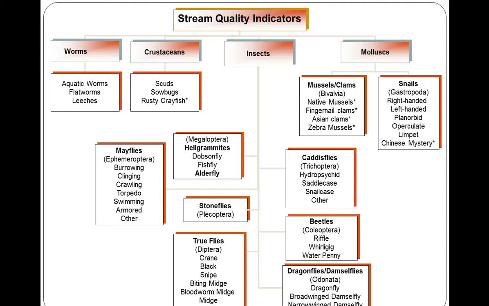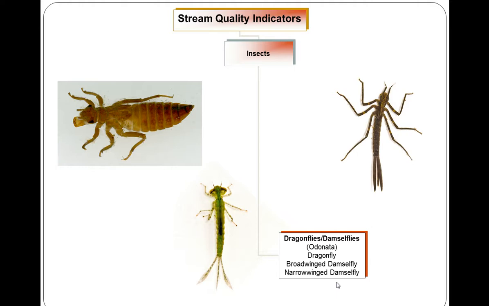For RiverWatch, we use 37 different macroinvertebrates as indicators of water quality. In this video, we will be in the insect category, looking at hellgrammites and alderflies, and then down here, dragonflies and damselflies. First, we will look at dragonflies and damselflies.